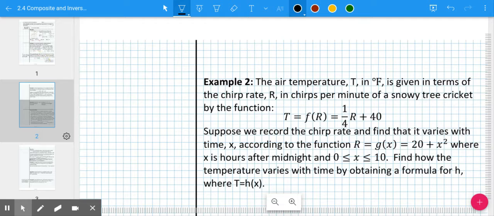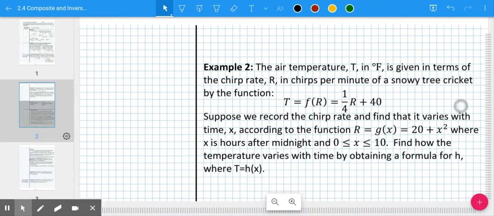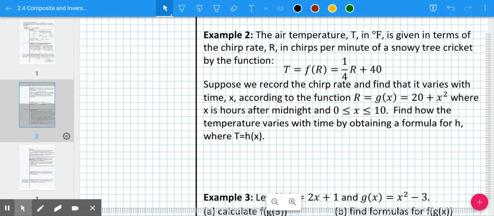We talk about air temperature T in terms of chirp rate R. We have seen this problem as well already in a previous set of notes. Let's say now we get more information. Let's say we now find that the chirp rate R varies with time X. So now I have a new equation, and this is R in terms of X. What we want to do here is write T as an equation with respect to X.